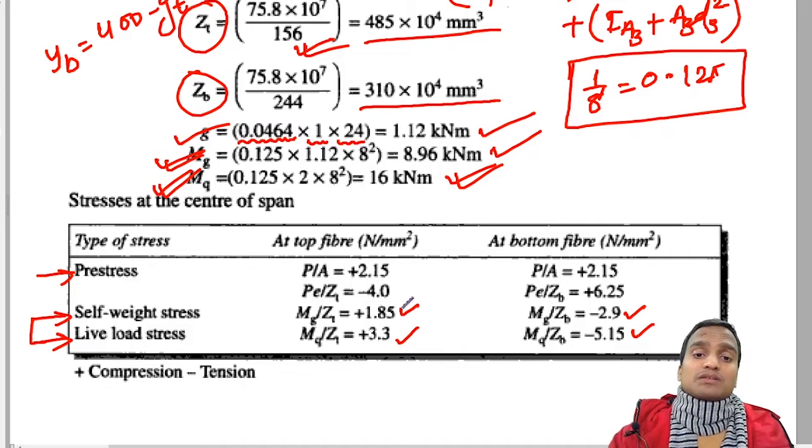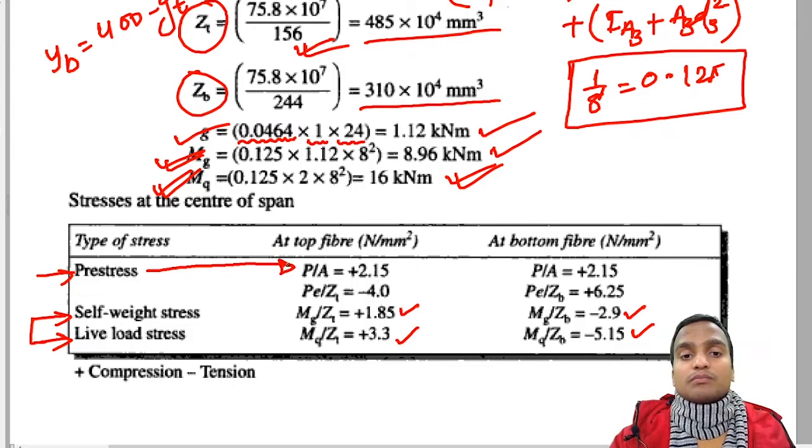But the pre-stress will try to compress the concrete, one by the direct compression P by A, and other due to eccentricity, because there is eccentricity, e equal to 194 mm.